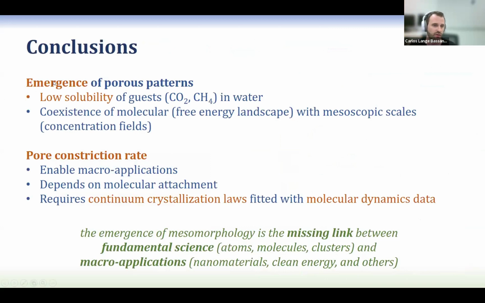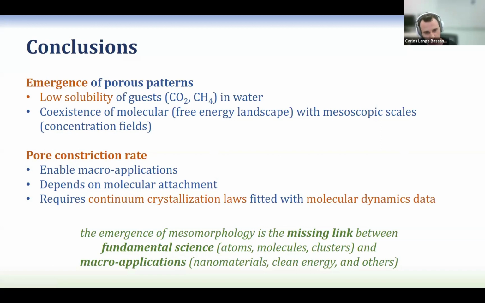And so just to conclude the second part, I talked a lot about this emergence of porous patterns, focusing on low-solubility gases, carbon dioxide and methane in water. So the clathrates, and how is the coexistence at the molecular scale? How do they think about the free energy landscape from the molecules and the concentration fields in the mesoscopic scales? And then I talked a lot about the pore constriction rate, focusing on how we use these molecular dynamics to find this continuous crystallization law, right?